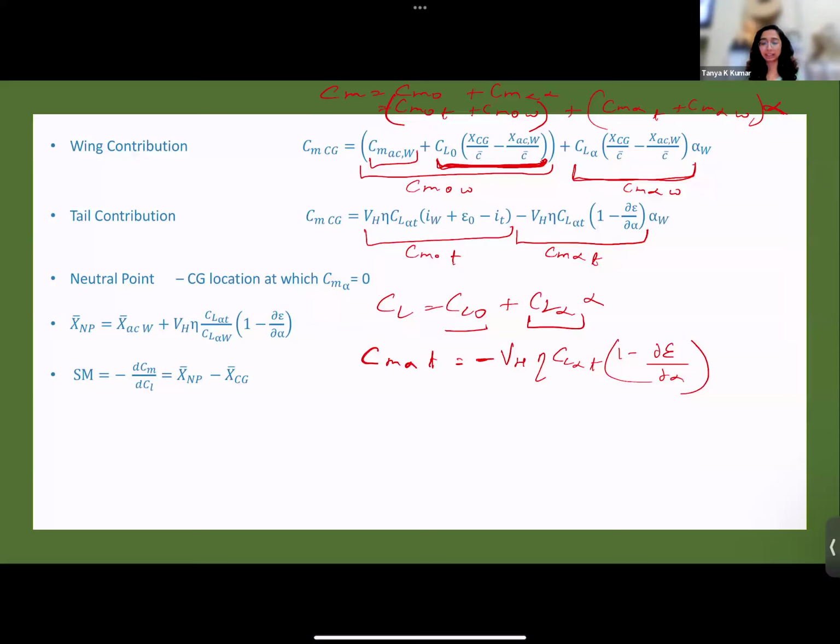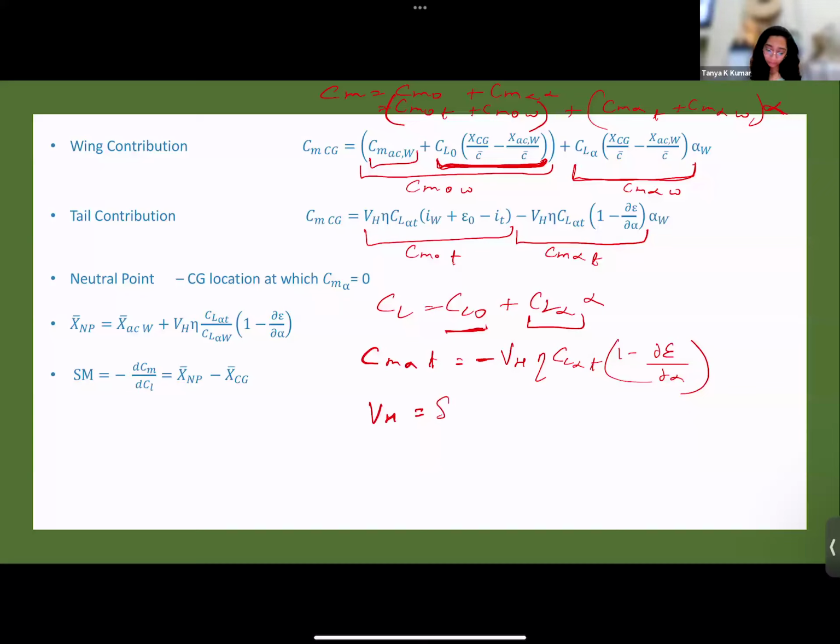Let's look at the individual terms so that we are all on the same page. CM AC wing, we know what it is. CL naught, we know the linear coefficients for the linearized equation for lift. What were the other terms? Yeah, VH. What is VH? Tail volume ratio. Horizontal tail volume ratio.